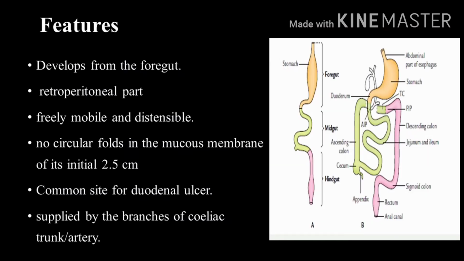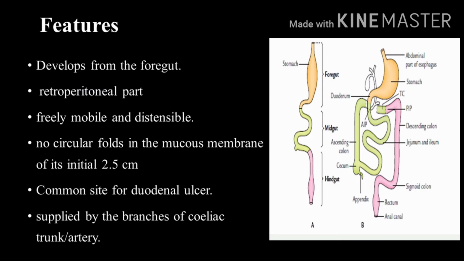Features present in this part: this part develops from the foregut. It is the only part that is partly retroperitoneal. It is a freely mobile and distensible part. It has no circular folds in the mucous membrane of its initial 2.5 cm, seen as the duodenal cap in barium meal radiographs. It is the site for duodenal ulcers and it is supplied by branches of the celiac trunk or artery.